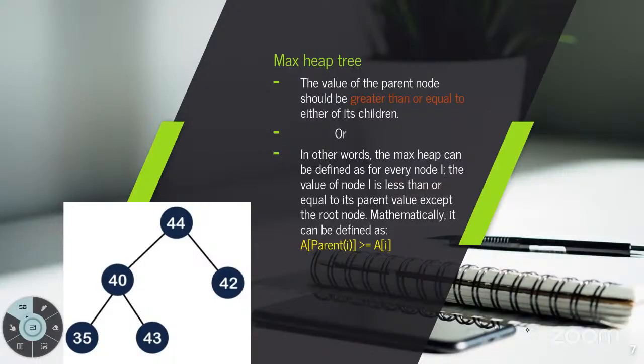So the root node must be greater than at least one of them. 44 compared with 40 and 42 is greater than both, no problem. But 40 is greater than 35 but less than 43. But you have identified one less-than element in this. Compulsorily one max must be there. 42 is not there at all. This is only the max.